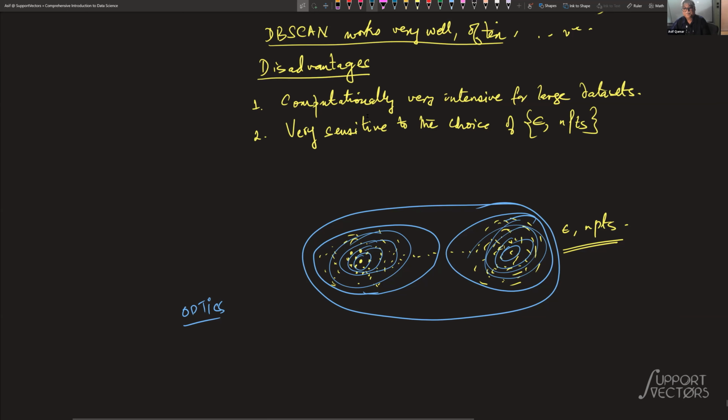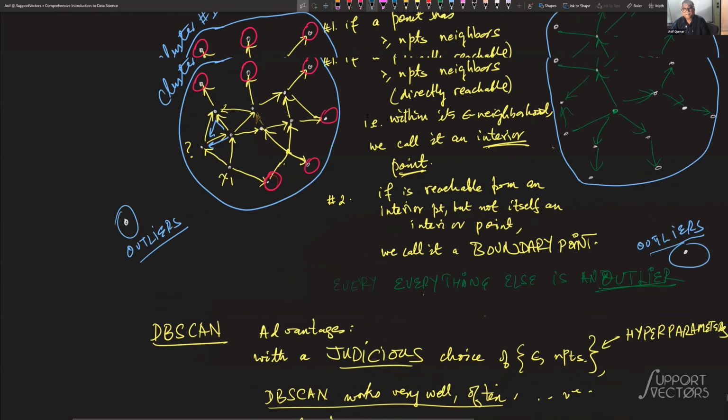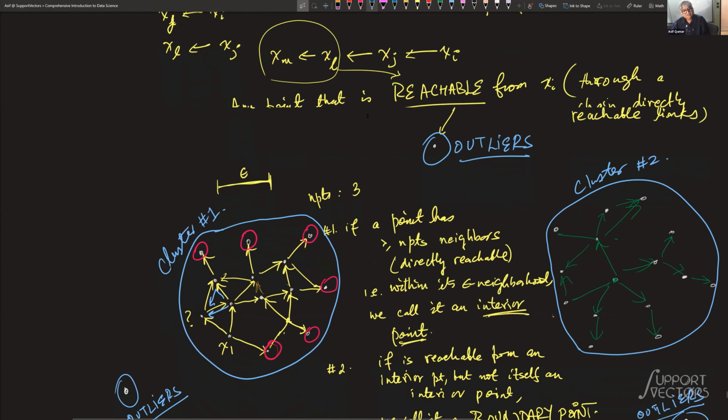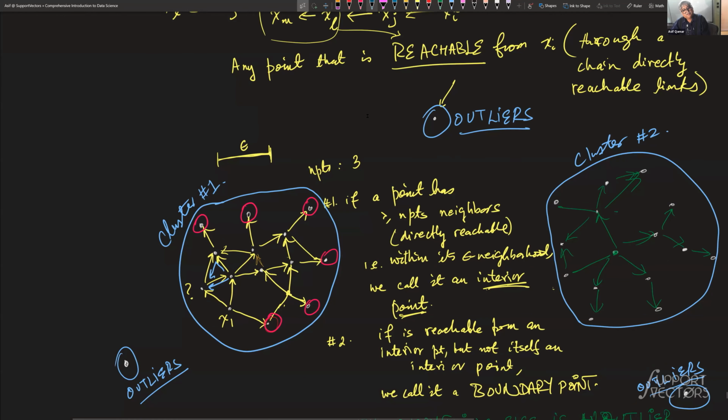Show that first figure. So yes, the one on the left, cluster 1. So X1 is an outlier, or is it something? No, no, no. It's an interior point. It has 3 neighbors. Anything that has more than 2 is an interior point.